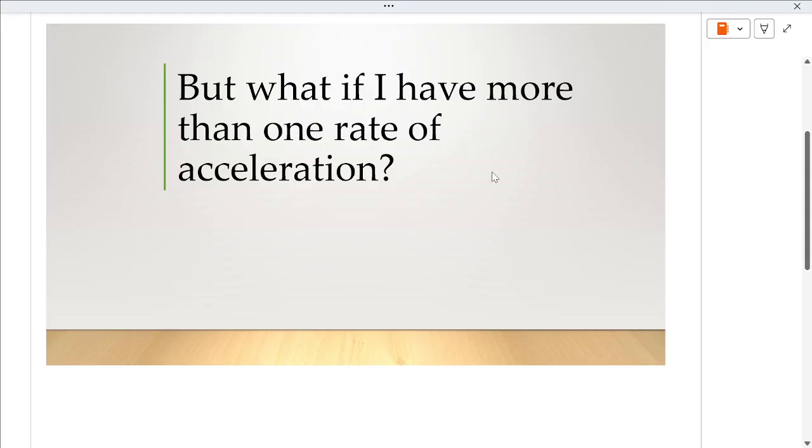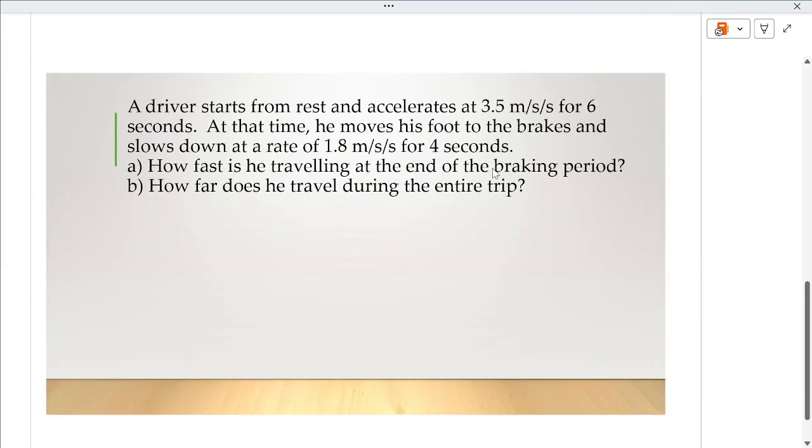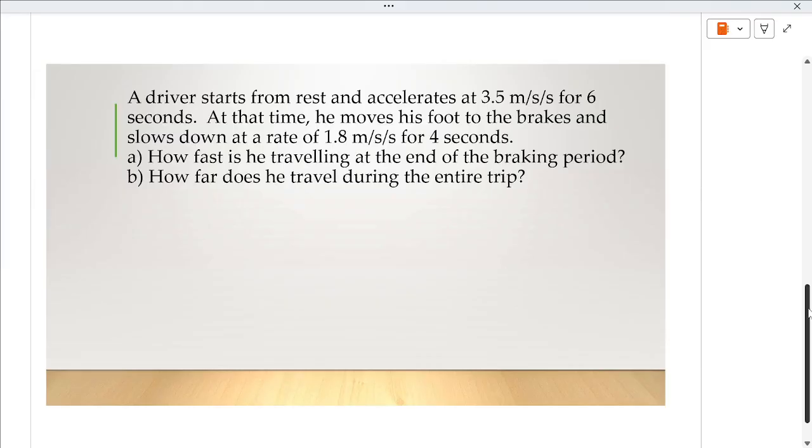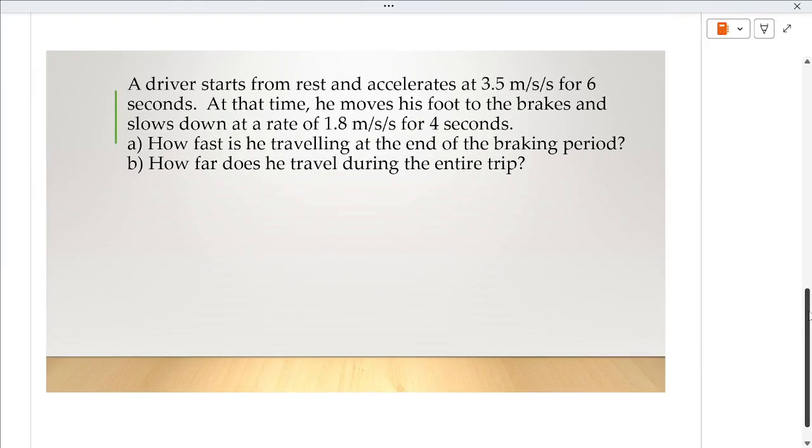So what if I have more than one rate of acceleration? Here's our example. A driver starts from rest and accelerates at 3.5 meters per second squared for 6 seconds. At that time, he moves his foot to the brakes and slows down at a rate of 1.8 meters per second squared for 4 seconds. How fast is he traveling at the end of the braking period, and how far does he travel during the entire trip?